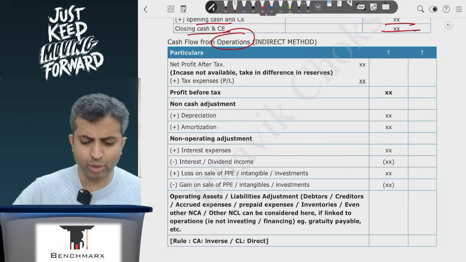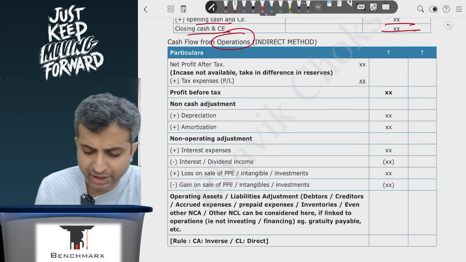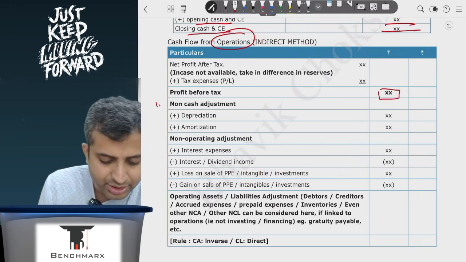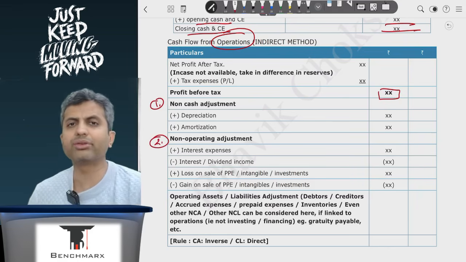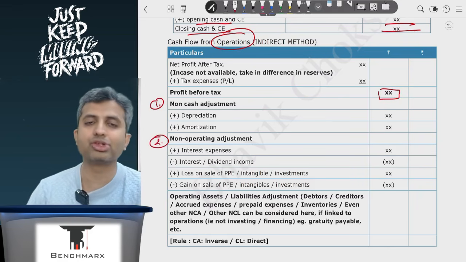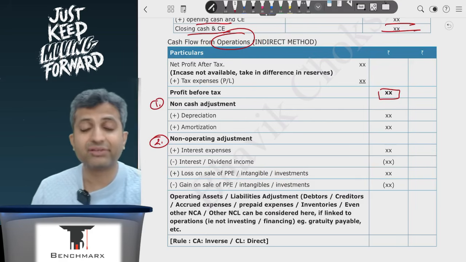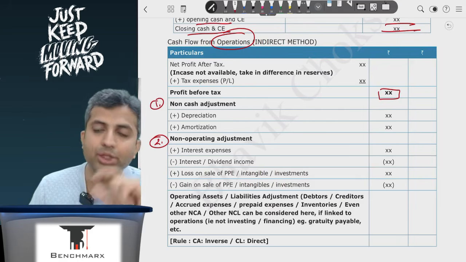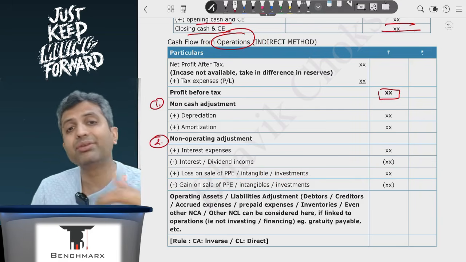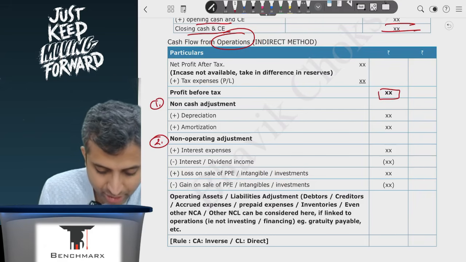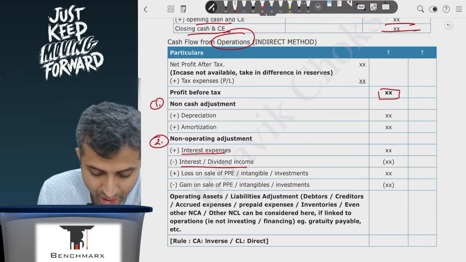So when you look at the cash flow under the indirect method, you will start with the net profit. You will find the profit before tax and then make the adjustments. First is a non-cash adjustment like depreciation, amortization. Then non-operating adjustments. You have to reverse these effects. If depreciation was an expense, it would have reduced your profit, so you add it back to find the cash flow. If there's an interest expense, it would have reduced your profit, so you add it back to find the cash flow from operations. If it is an interest income, it would have increased your profit, so you deduct it.